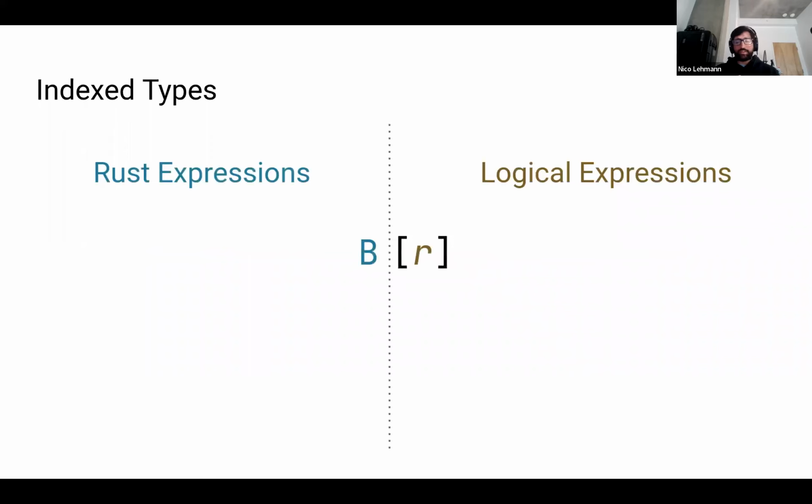I want to stress that in Flux, there's a clear separation between Rust expressions and logical or refinement expressions. These index types are a way to bridge between Rust expressions and logical expressions. You can think of the index of a type as the model of values of that type. So you only express properties in terms of the model, the index, and not the values themselves.